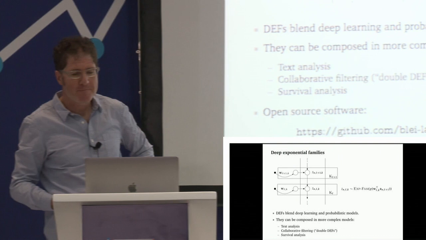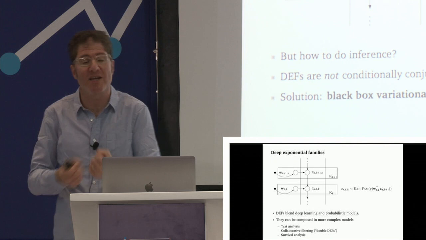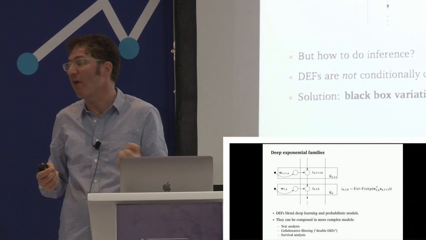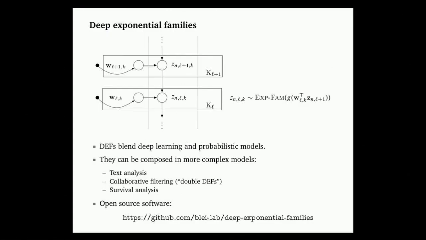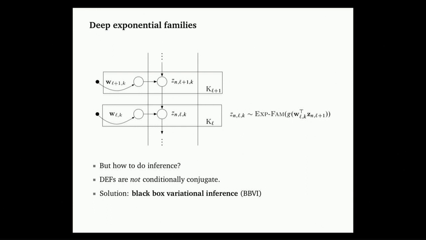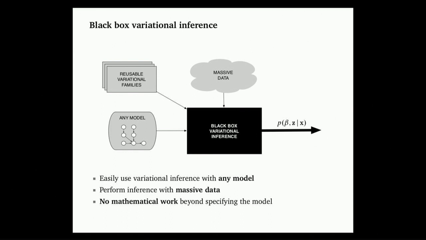So that's the example model. But the question, of course, is how do we do inference? If I condition on a big data set, how do I get posterior inferences of the Z's and of the W's, the weights and the hidden variables? DEFs are not conditionally conjugate. And black box variational inference gives us a solution. Okay. Again, this is our vision. And so we want, even though DEFs aren't conditionally conjugate, we want to be able to stick DEFs in and get variational approximations. Any last questions about DEFs?